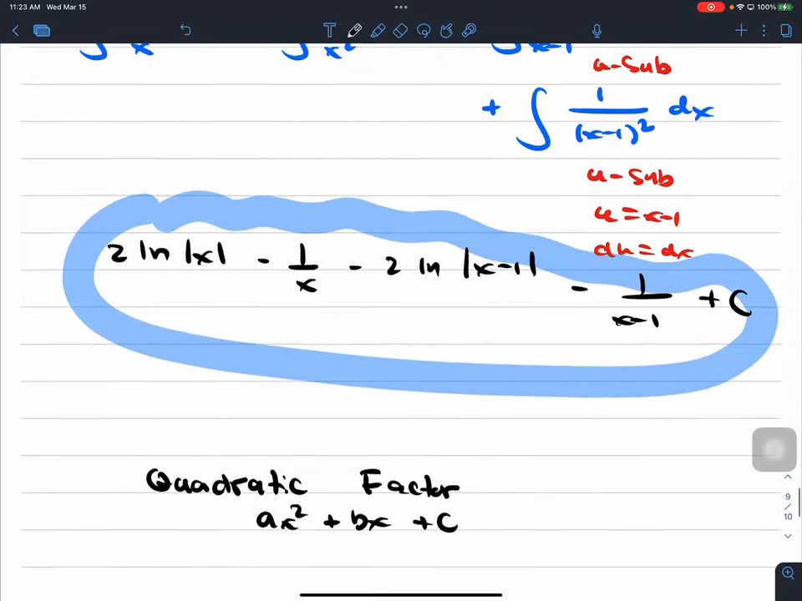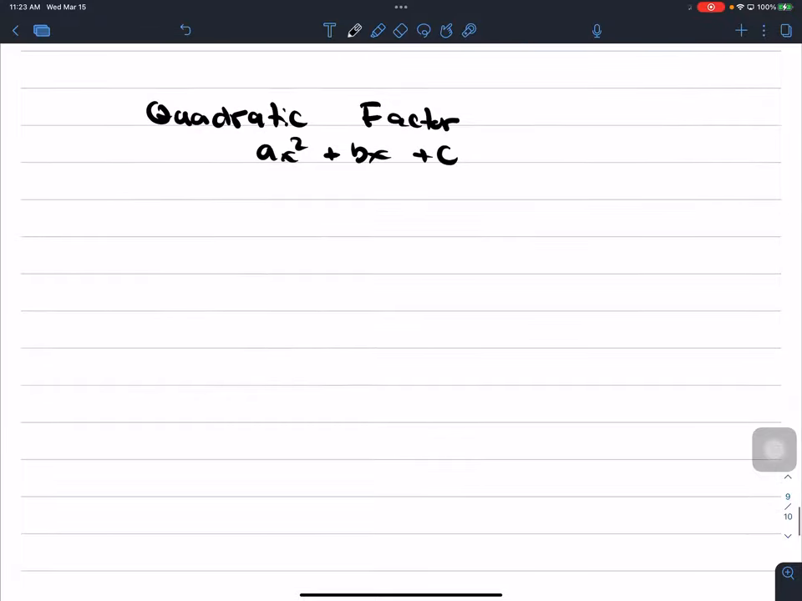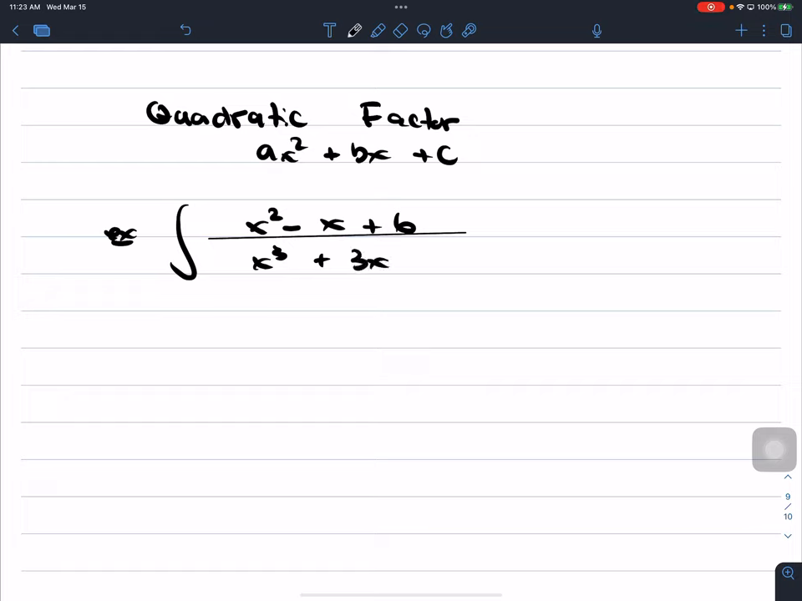So we're going to look at what you have when you now have a quadratic factor. A quadratic factor is a factor that looks like this, ax squared plus bx plus c. So the example I have here to start us off for a quadratic factor is x squared minus x plus 6 over x cubed plus 3x dx.